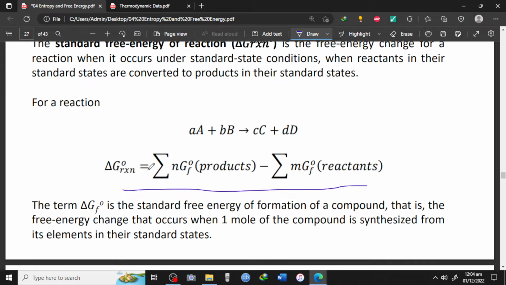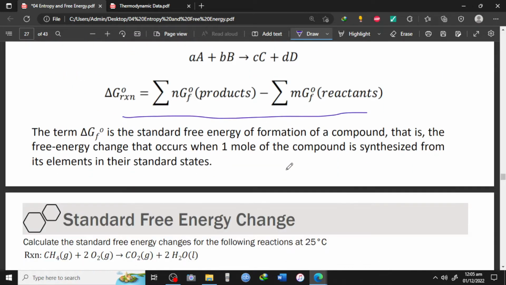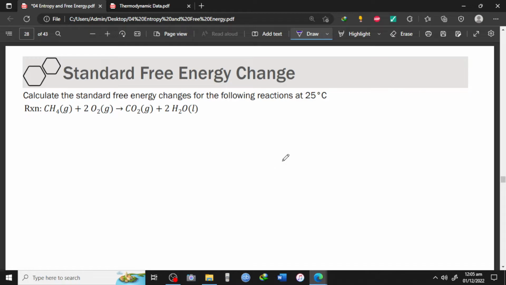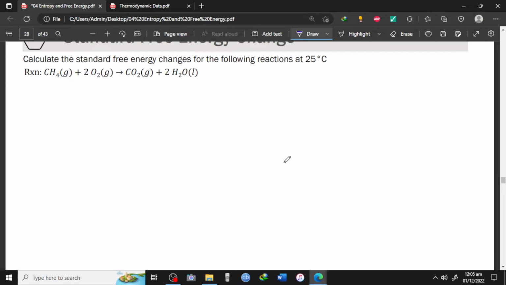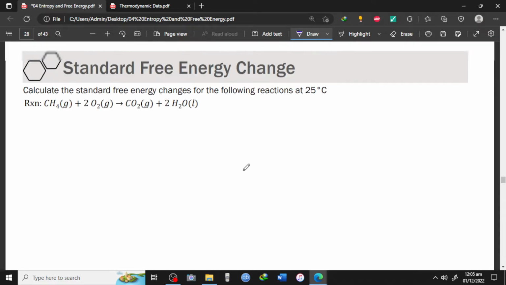So the delta G of the reaction is equal to the summation of the moles of the products multiplied by their standard Gibbs free energy, subtracted by the summation of the moles of the reactants multiplied by their standard free energy. Okay, that's all, very easy. So now, let's try to answer. Calculate the standard free energy change for the following reaction at 25 degrees Celsius. We will just use our formula above.